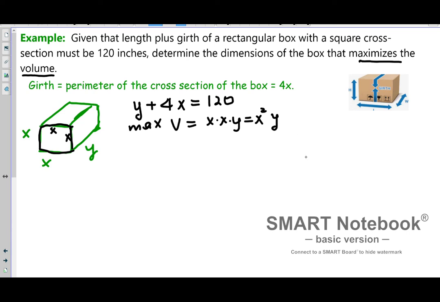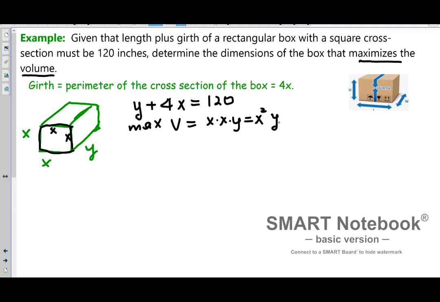One of the common points of confusion I find is that sometimes students will let this be equal to 120. But if you read the problem carefully, you will see the volume is not 120. It's the length plus girth that's 120, and we're trying to maximize the volume. So I would always recommend writing down next to the quantity you're trying to maximize or minimize, because that will help you focus that this is your objective function. This is the one you need to get in one variable only, and this is the one you're going to differentiate and set equal to 0.